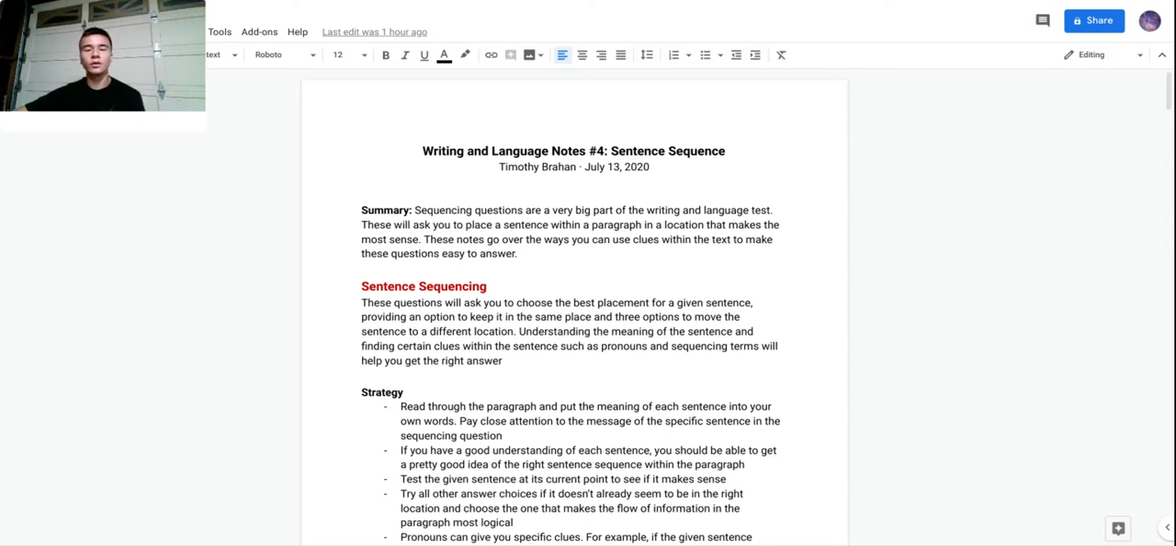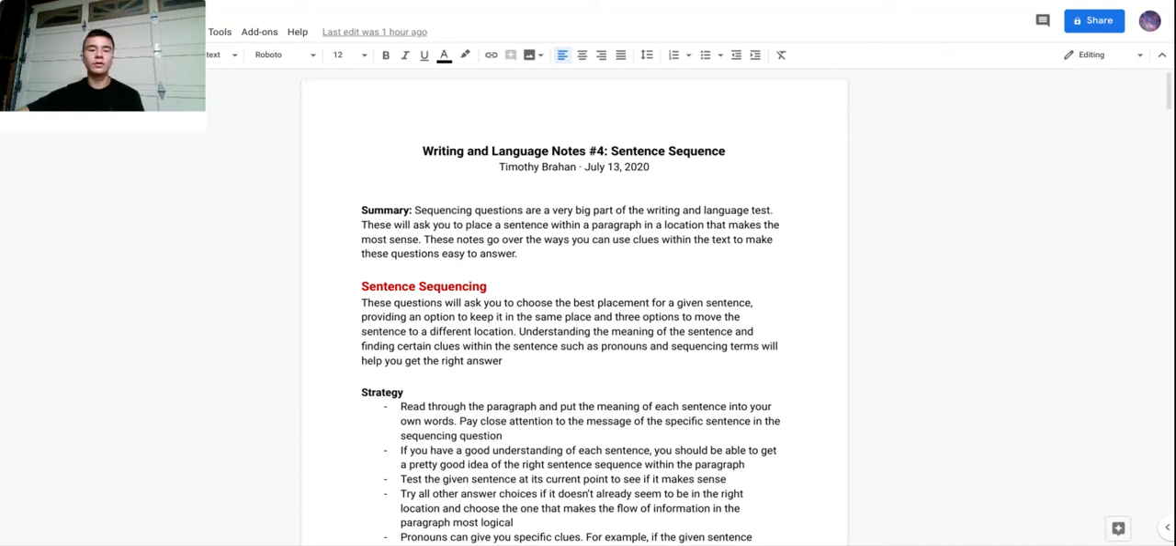Today we're going to be going over sentence sequence. These types of questions are pretty common. You'll see anywhere from 1 to 3 of them on the SAT. Basically, these go over the logical placement of sentences, the logical sequence.